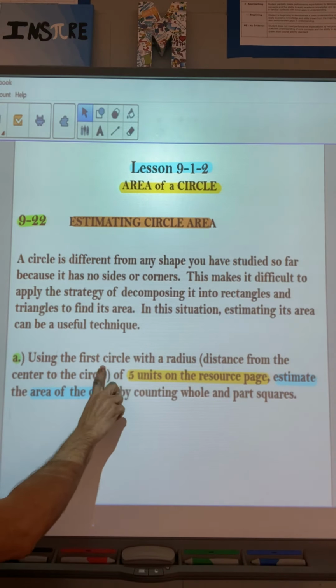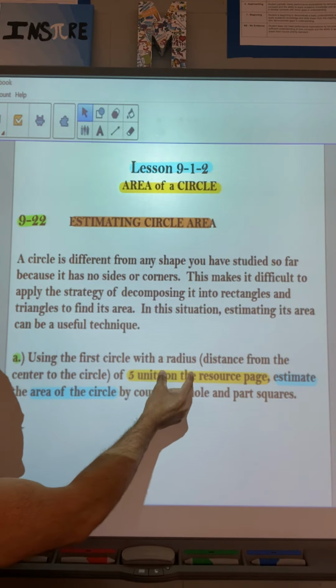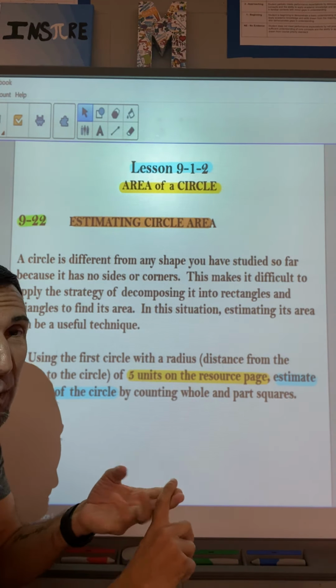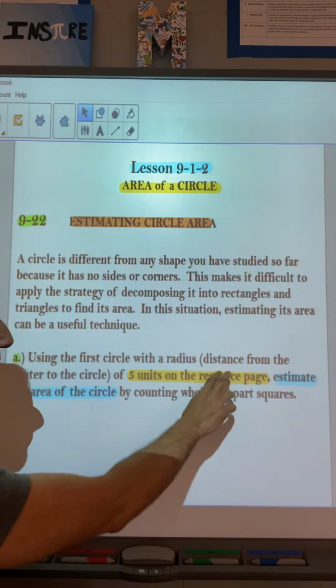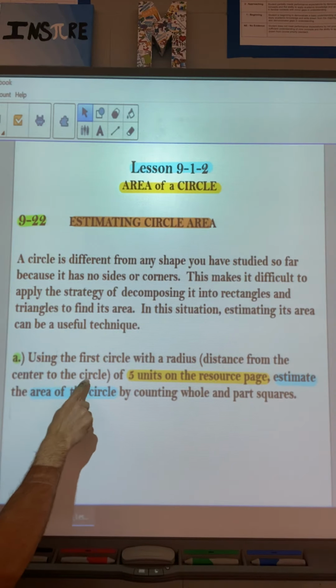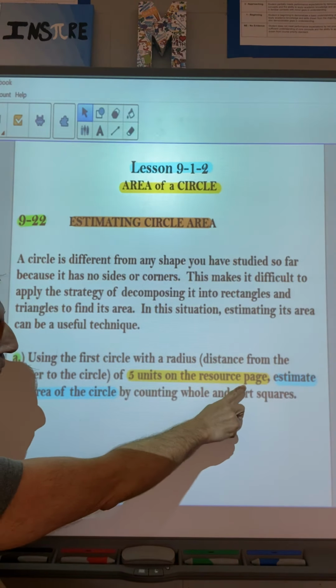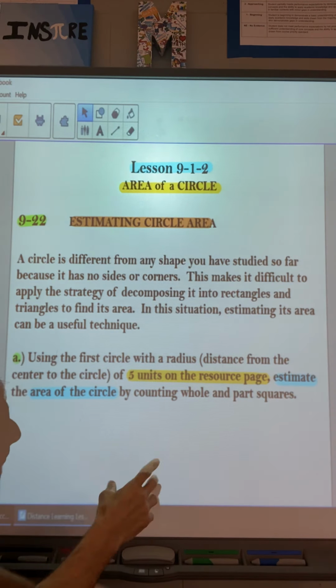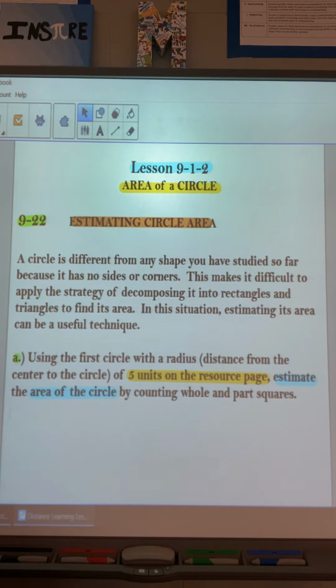So we're going to use the first circle with a radius. Remember radius? You had that in 911 with diameter, radius, and the circumference. The radius is the distance from the center of the circle to the outer edges. We're going to have 5 units, and we're going to do it on the resource page. But how we're going to estimate the area is we're just going to simply count. So let me show you.